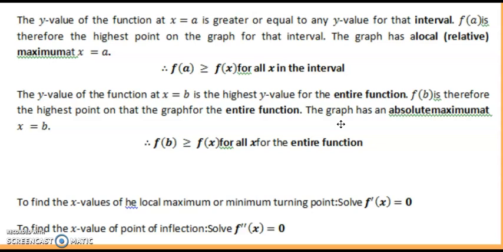To find the x values of the local maximum or minimum turning point, solve the derivative of the function of x and equate it to 0. To find the x value of the point of inflection, solve f double dash x, equate it to 0 and solve for x.